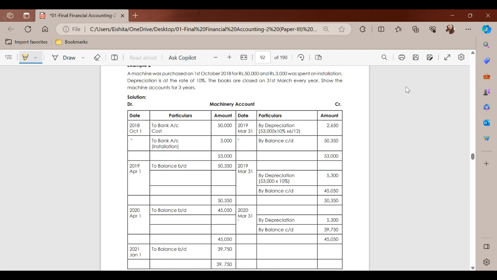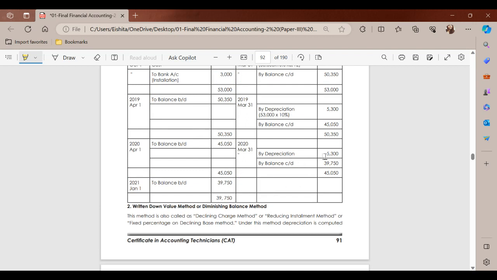So here they are creating the machinery account, but in reality, accumulated depreciation, which is a contra asset account, that is used. 2650, balance 5350, balance carry forward, depreciation for whole year 5300, balance carry down 45050, depreciation 5300, balance carry down 39,750.